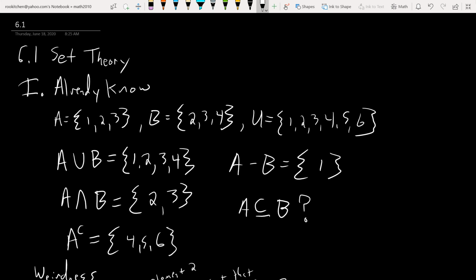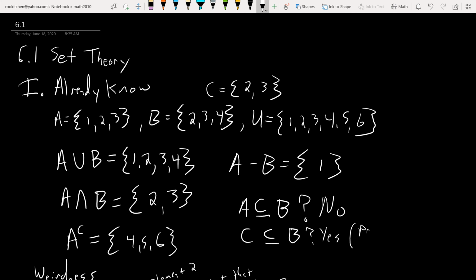Does A have all the same junk in it as B? And if it's a proper subset, then B would have things in it that are not in A. In this case, no, because A has the item 1 in there. Let's make a third set. So C equals 2, 3. In this case, C is a subset of B. So yes, and it's not only a subset, but it's a proper subset.